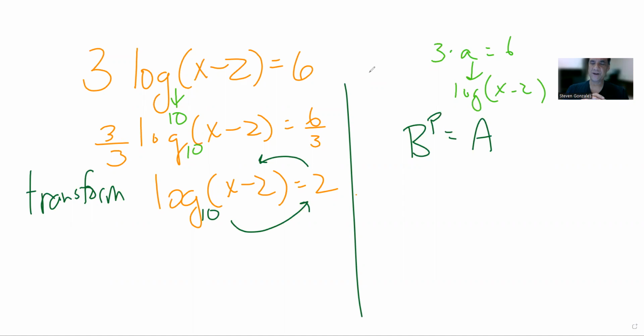Now, sometimes it's very difficult to understand the concept. It's just better to understand mechanics and then work on the concept. But make sure you understand, no matter what, this is a base 10. And since it's a logarithm, the exponent is actually the output. It's on the right side, just like before. And a is x minus 2.